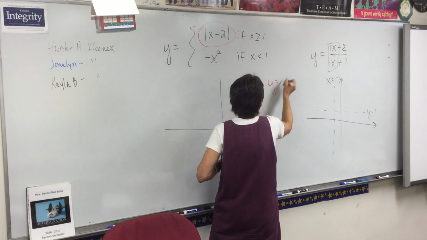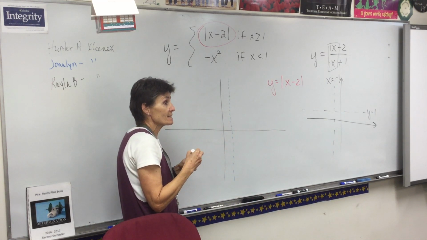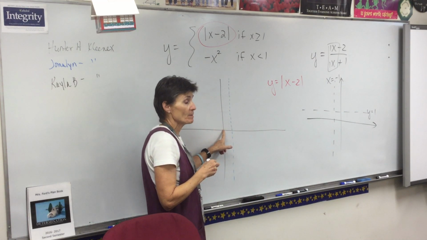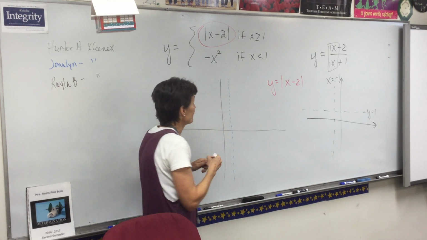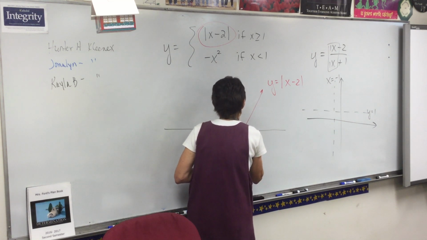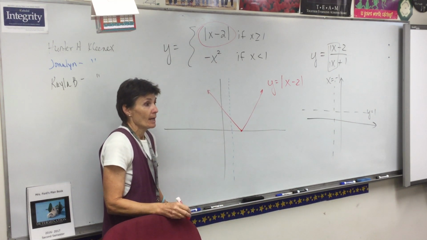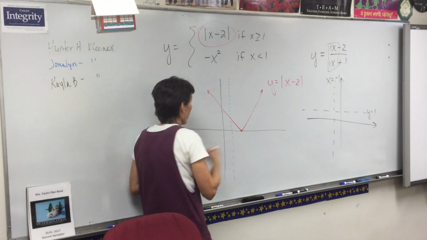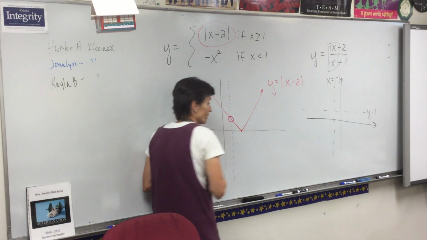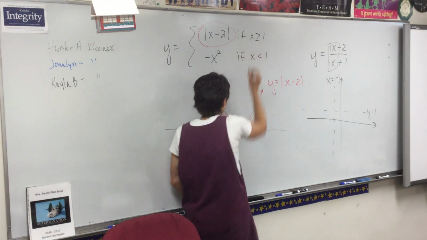What does this look like? A V. But it's not your standard V from the origin. It's going to be Ving 2 to the right. And notice that it crosses the line right here in a solid dot.